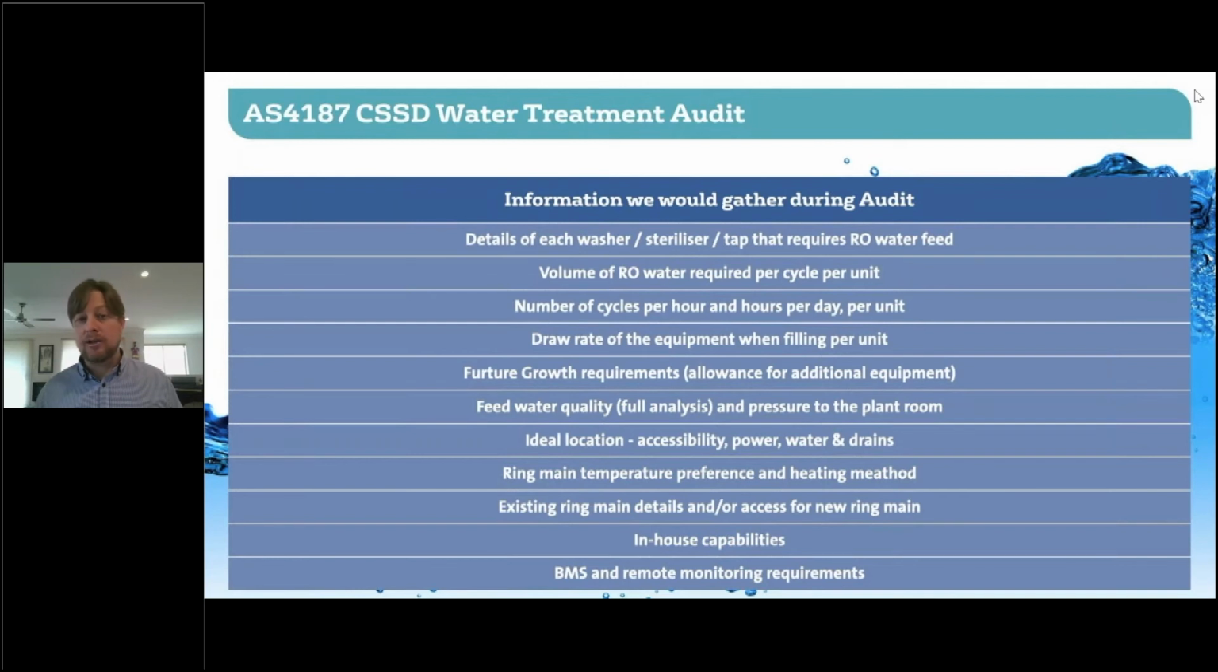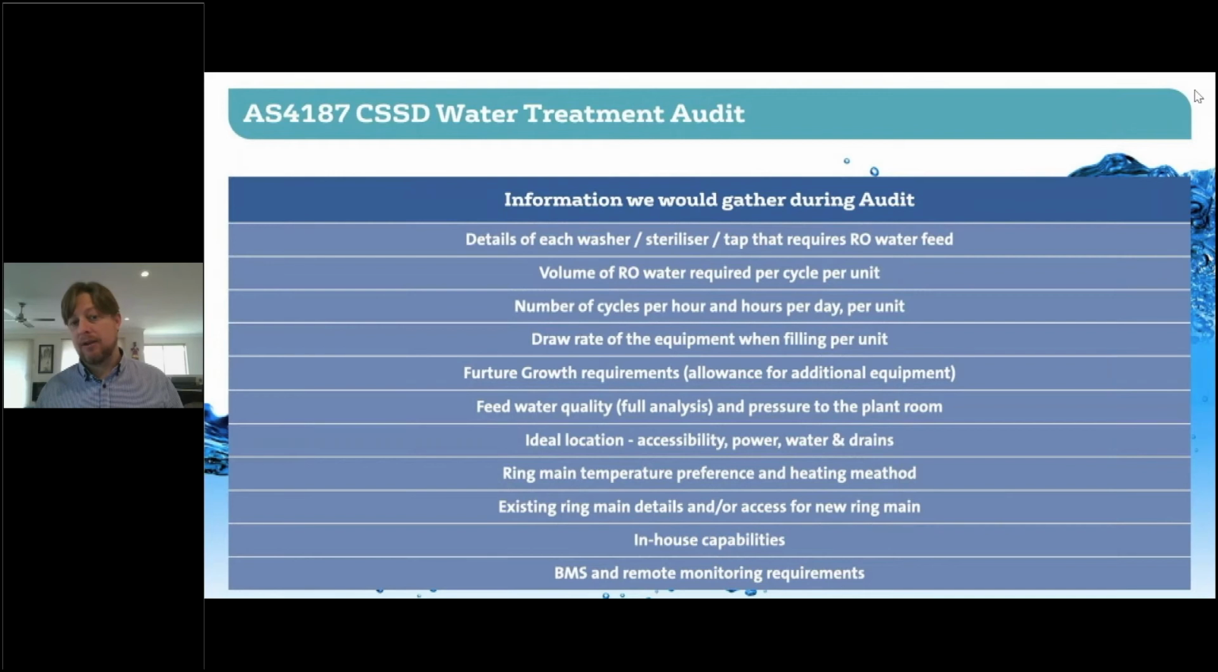We'll also look at location of where we can put the equipment, accessibility for things like power and water and drains, and making sure it's close to the CSSD, how the ring main would work. We'll also get feed water samples so we can get a feed water quality analysis done and check the pressures to the plant room.